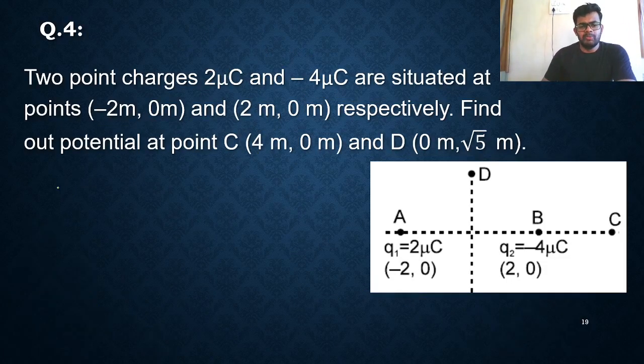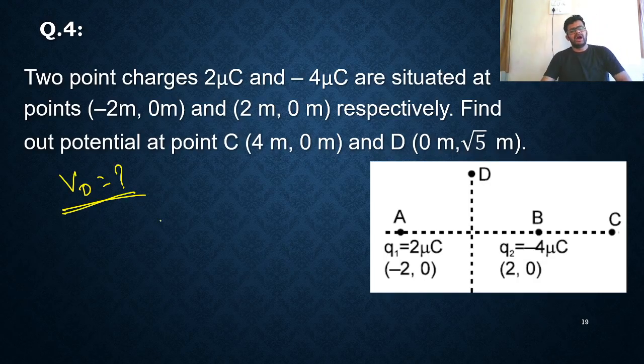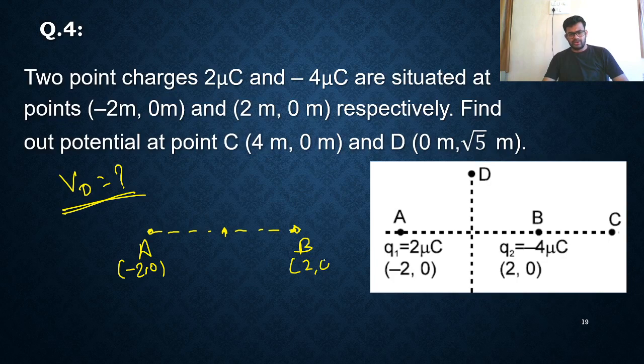So let us talk about potential at point D. How to find that? You know this is point A, this is point B. It has coordinates minus 2 comma 0. Here is, let's say, the origin, and this is 2 comma 0. And point D has coordinates 0 comma root 5.